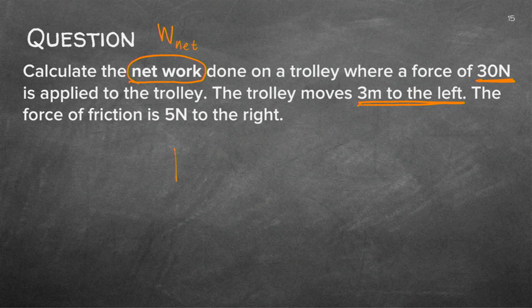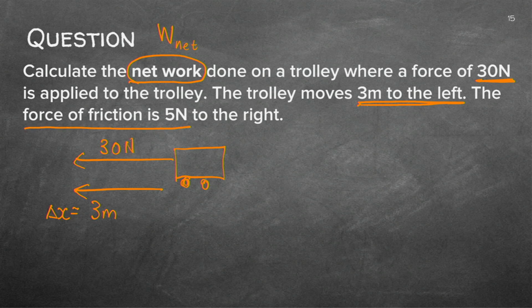So if I have a little trolley there, it's moving 3 meters to the left. You know that's your delta x, and it's being pulled by a force of 30 Newton. But they also tell me there's a force of friction of 5 Newton to the right. So I've got a force there, which is 5 Newton, and you can see I've got the applied force there, which is 30 Newton. So what do they ask of me? To calculate the net work.